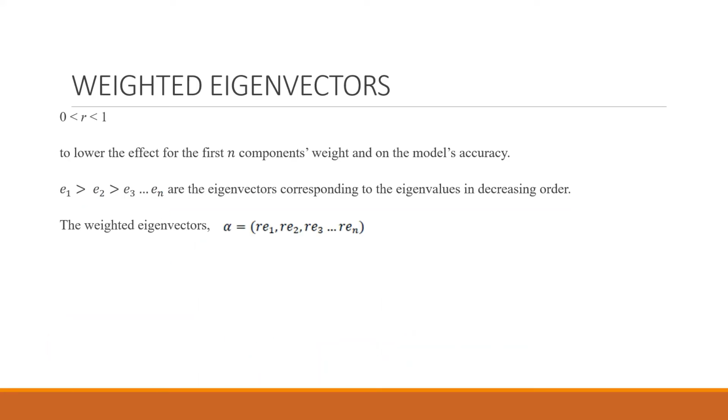Okay, and then from the matrix C in the previous slide, we can calculate the eigenvectors and also the eigenvalues. Therefore, this research uses weighted eigenvectors, where the eigenvector obtained from the matrix C previously will be multiplied with some weight. The reason for these weighted eigenvectors is to lower the effect of the normal. The weight of the eigenvectors is between 0 and 1.